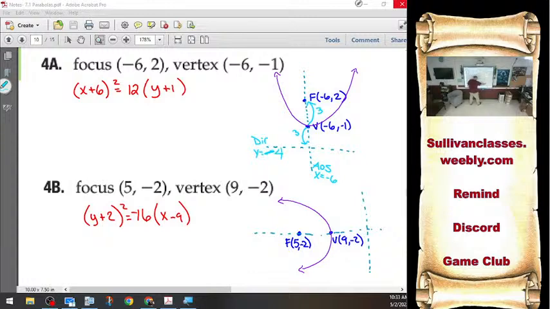Axis of symmetry goes through focus and vertex. If I go p in this direction 4, then I'll go p in that direction 4. 4 to the east of 9, -2 is a directrix of x is 13. Okay.